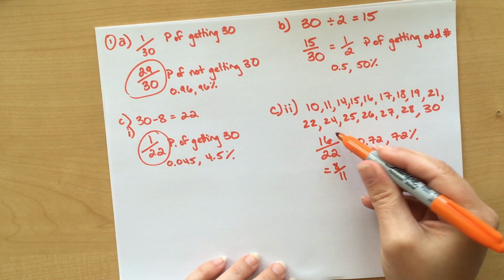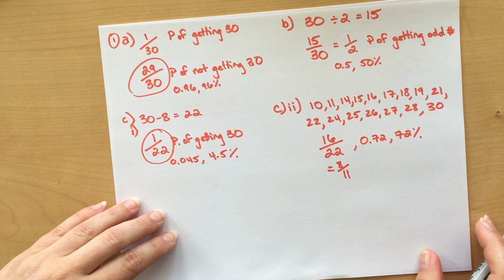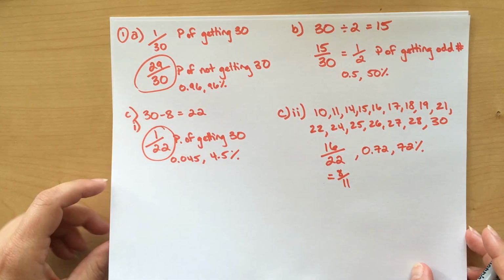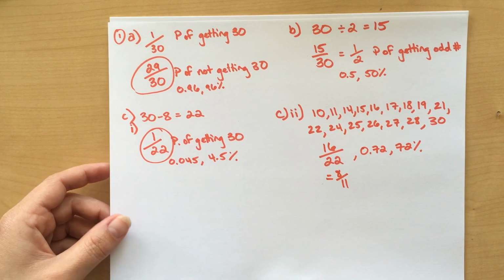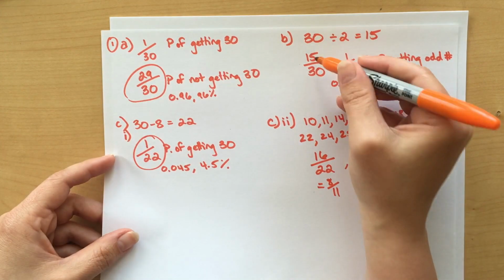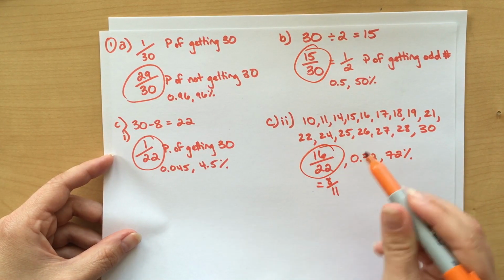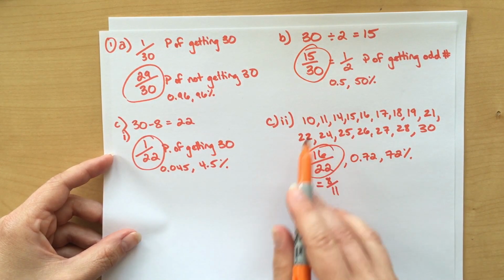So these are your answers for question 1, if that's the one you chose to answer. Remember, you only had to pick 2 out of the 3. So those are the answers for A, B, C1, and C2.